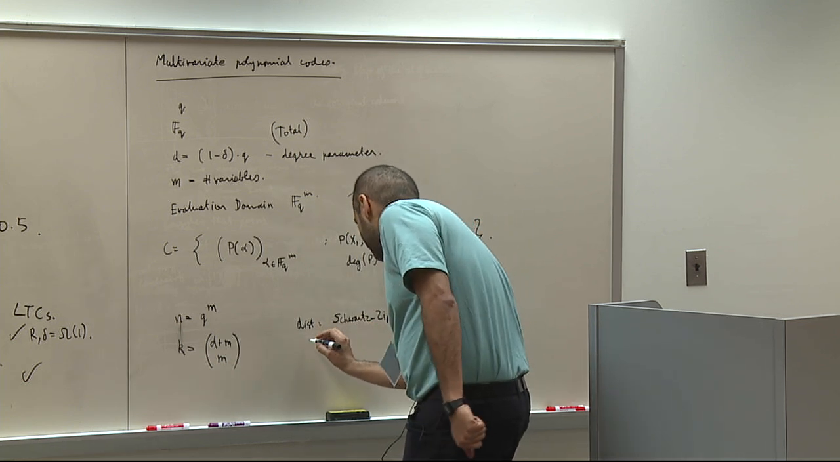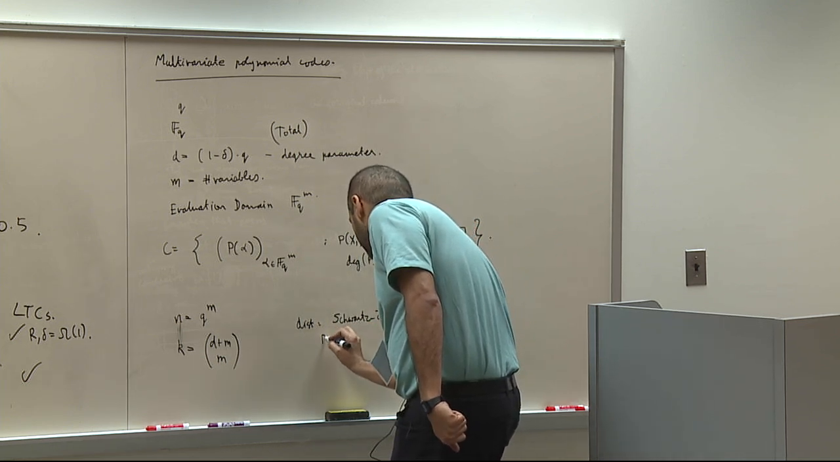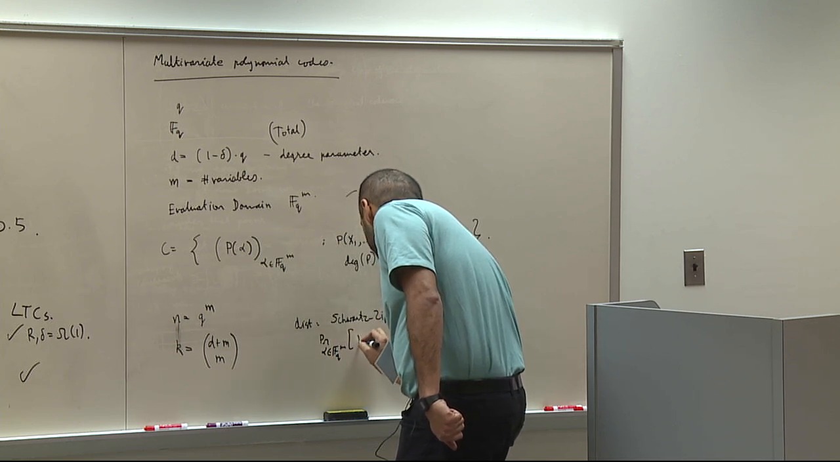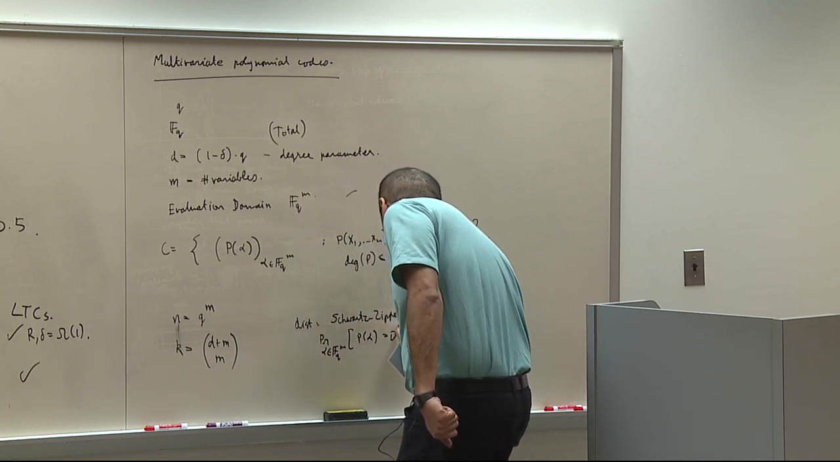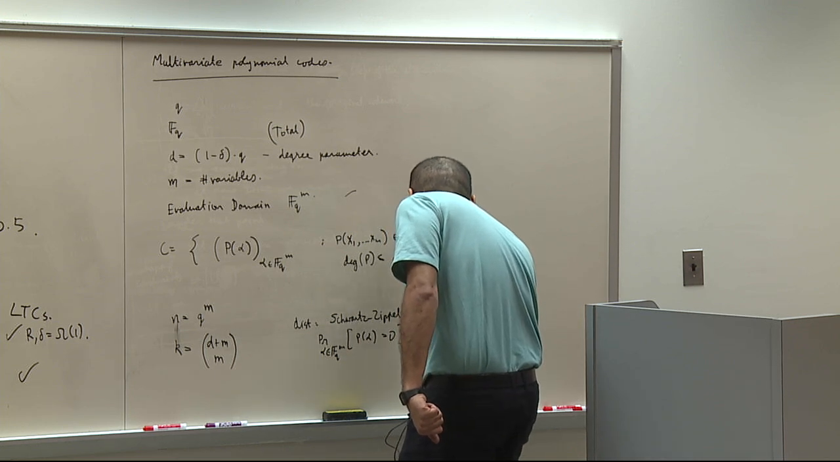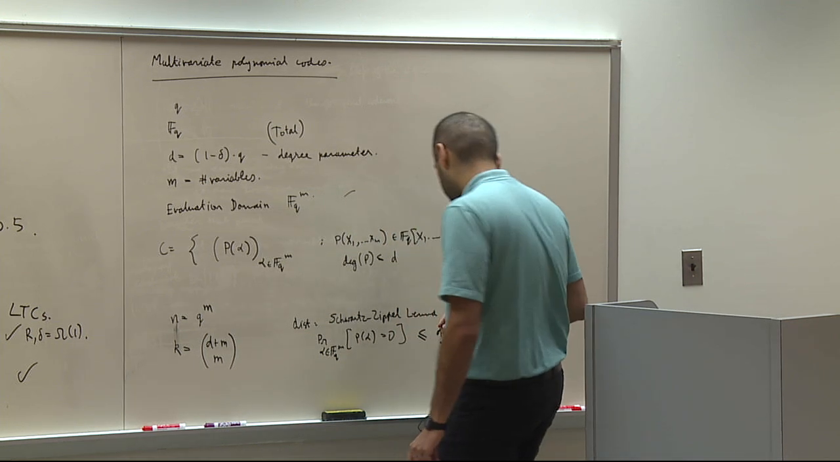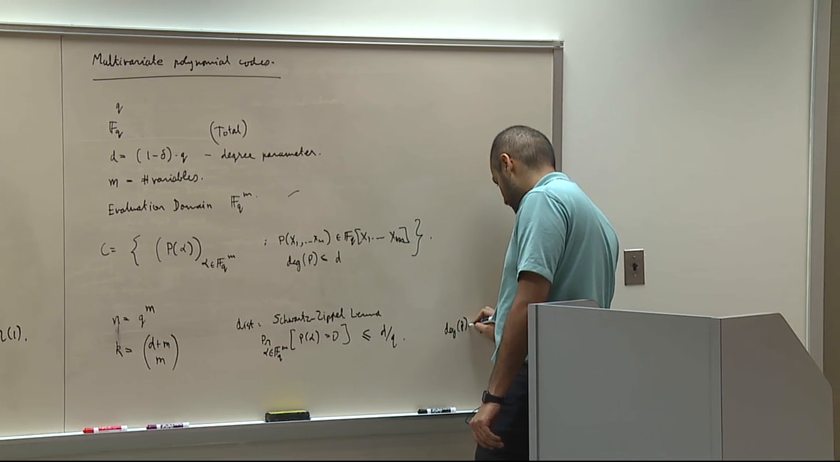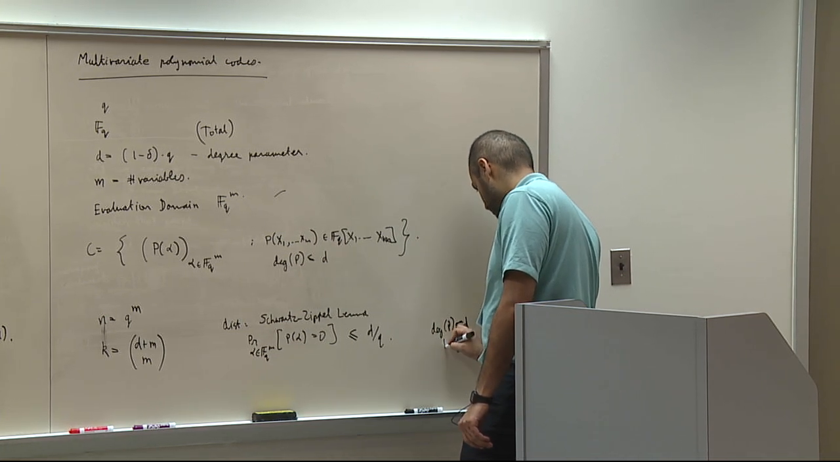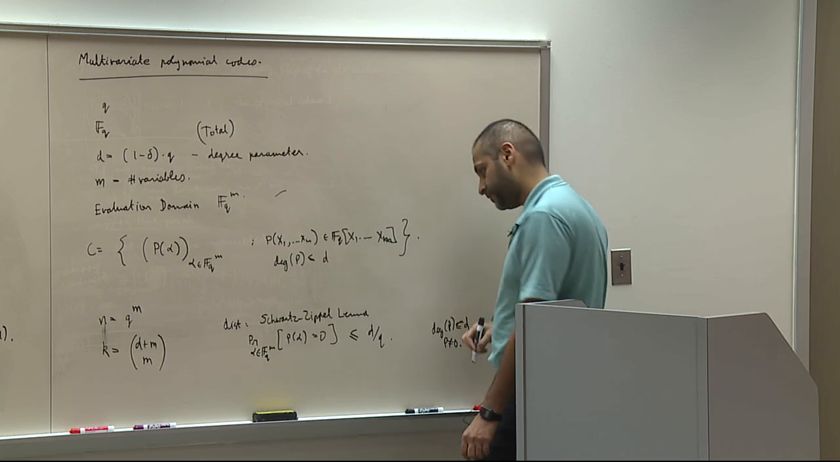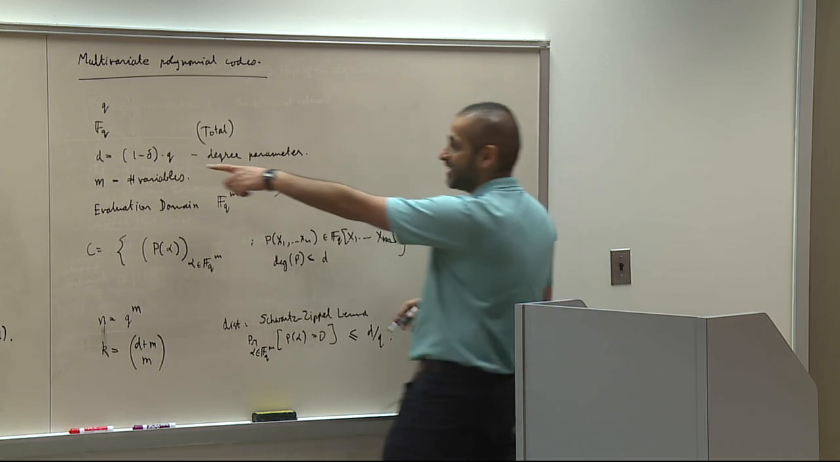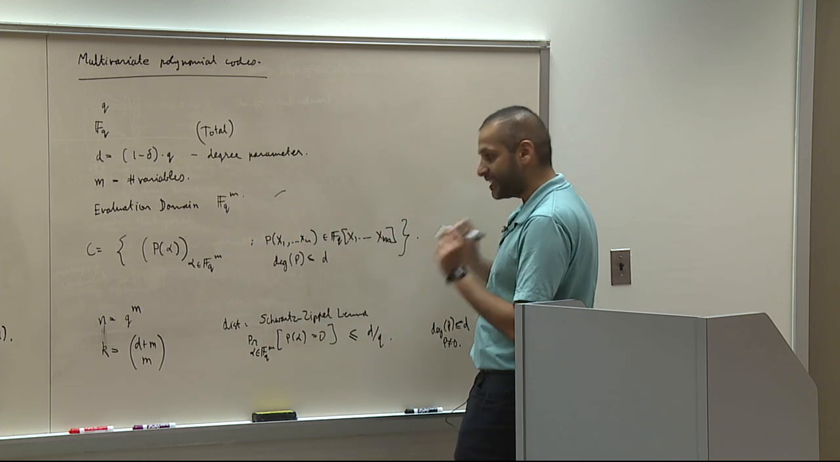And it says that the probability over a random alpha in F_q to the m that p of alpha equals 0 is at most d over q, where the degree of p is at most d and p is non-zero. And this fact, when you plug it in with my nice setting of d, gives you that the distance of the code is delta.